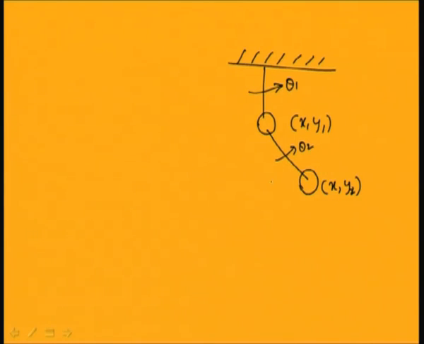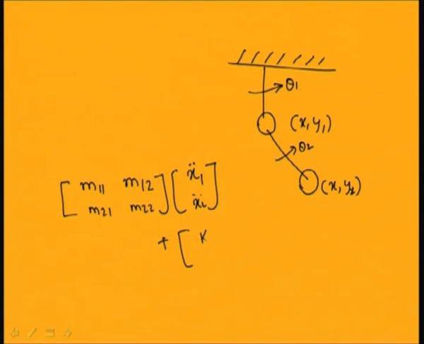By using these coordinates you can write the equation of motion of a 2 degree of freedom system in matrix form. In the matrix form you can write it like this: m11, m12, m21, m22 times theta 1 double dot, theta 2 double dot, or in terms of x1, x2, x1 double dot, x2 double dot, plus k11, k12, k21, k22 times x1, x2, equal to f1, f2.